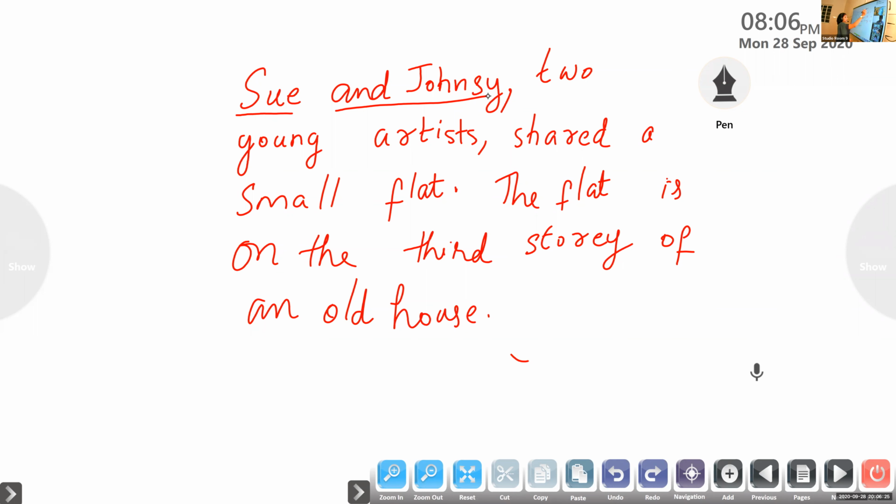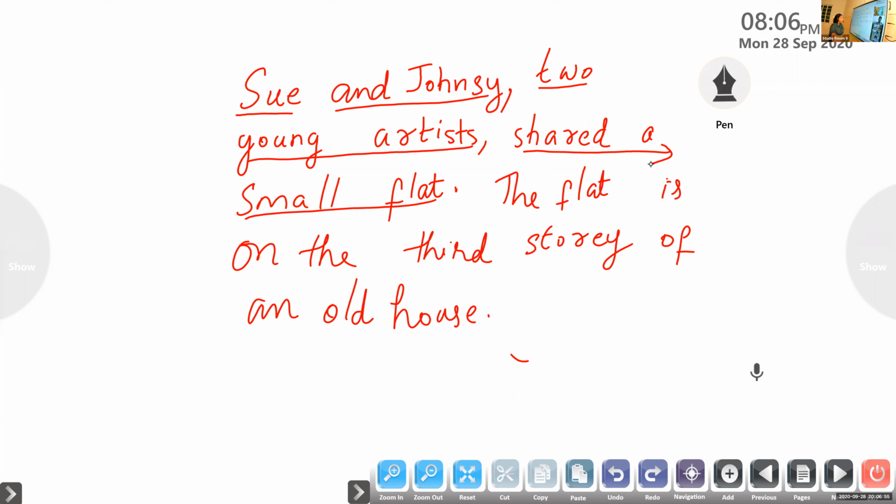Two young artists, shared a small flat. This is continuous. When there is an arrow mark, it means that here it is continuing this underlining. Shared a small flat. There is no break between them. Okay, so I'm going to read this in this way. Listen carefully. I will read this 5 times for you so that I hope it will be registered in your mind.